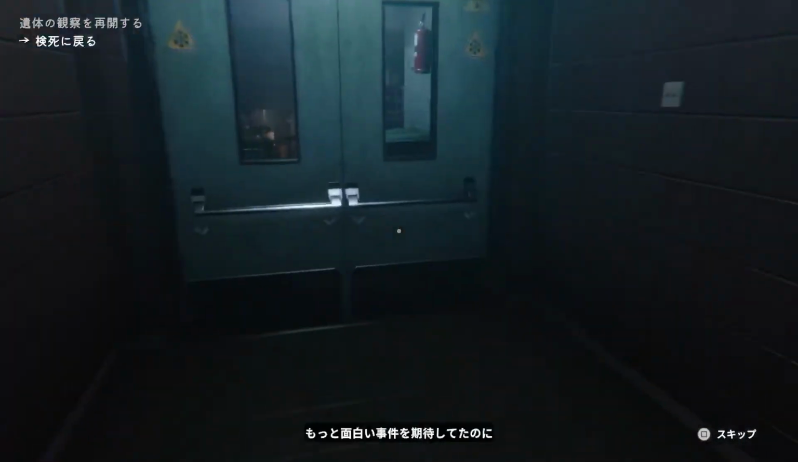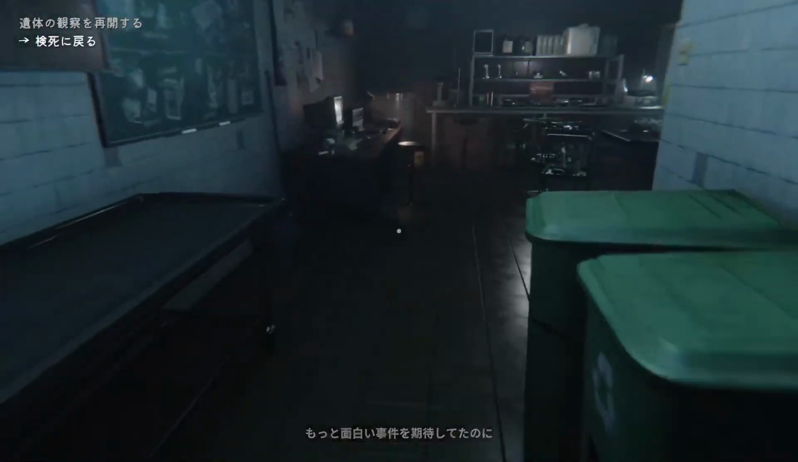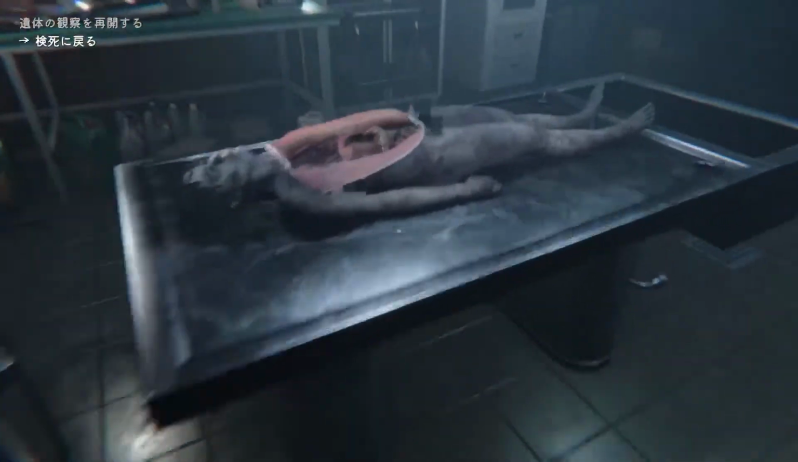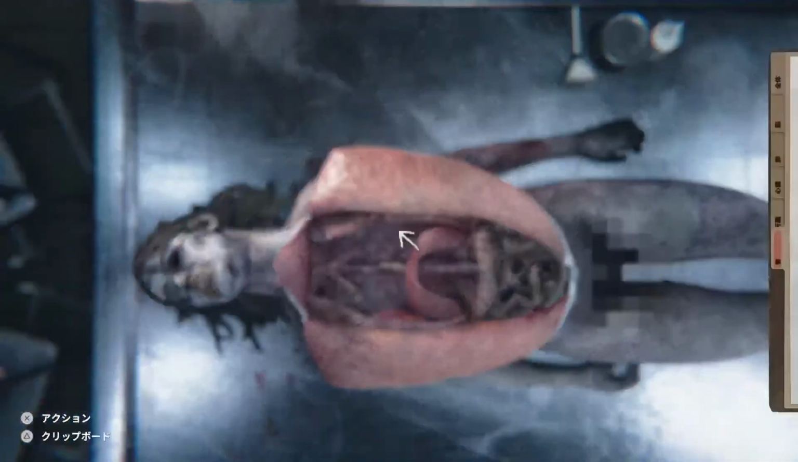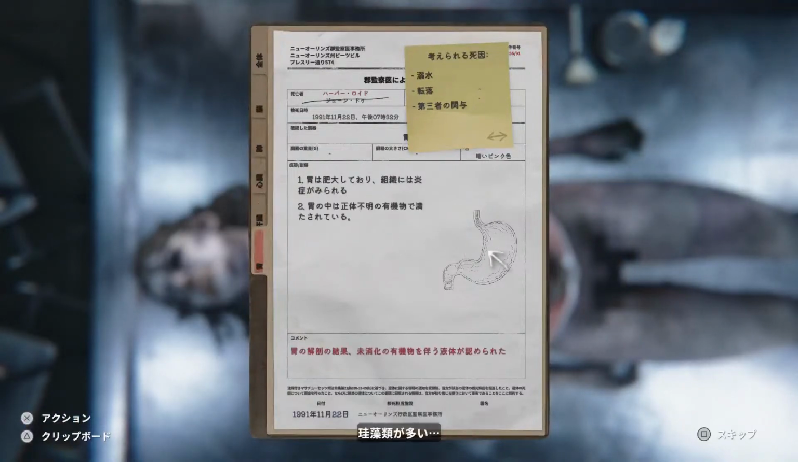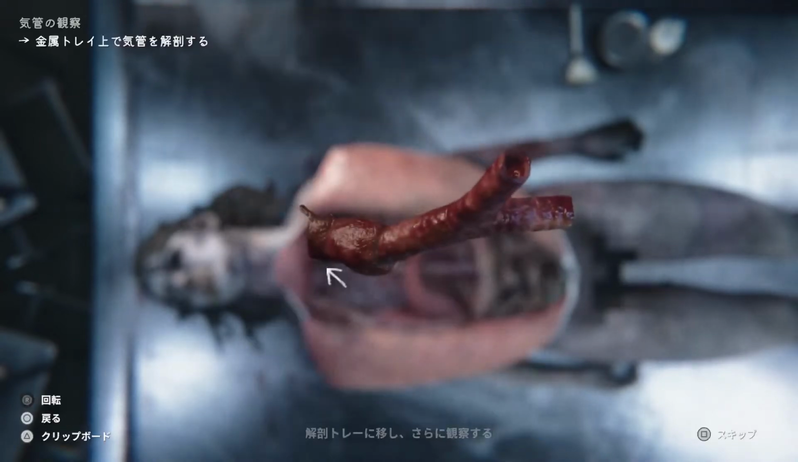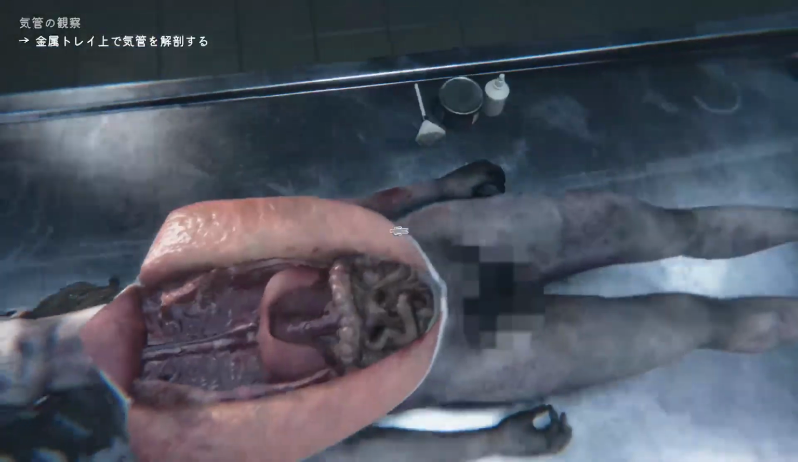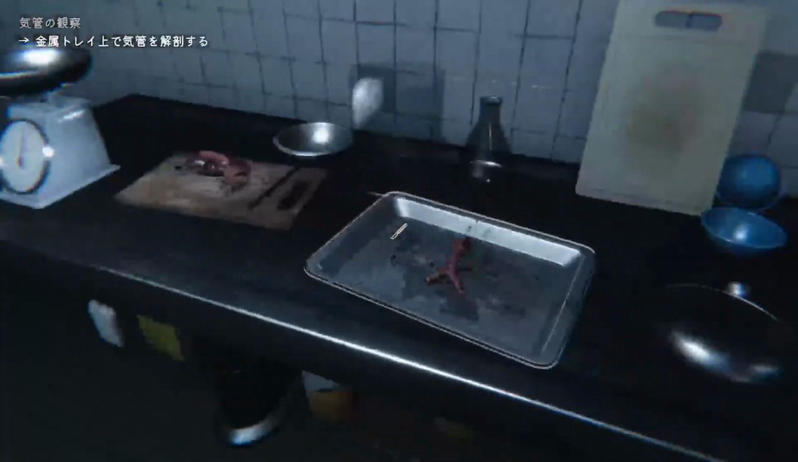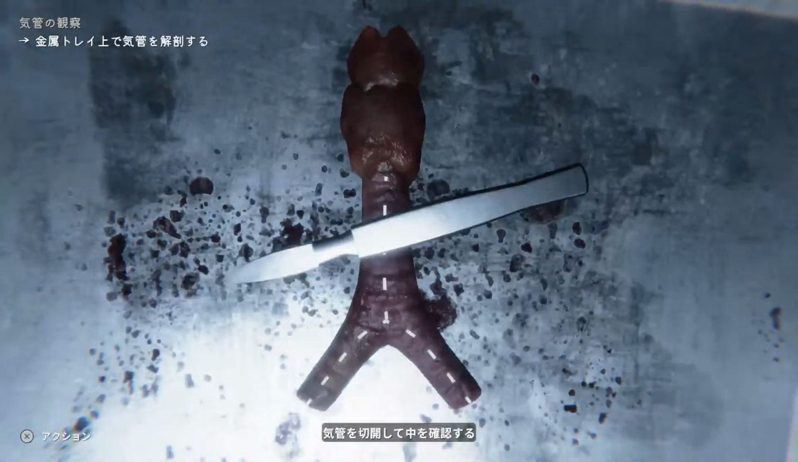Well, the results are quite clear. I was hoping it would be a more interesting case. More diatoms. Analysis indicates the same origin. Blah, blah, blah. The trachea. I'm moving to the board for further inspection. I dissect the trachea and open the organ.